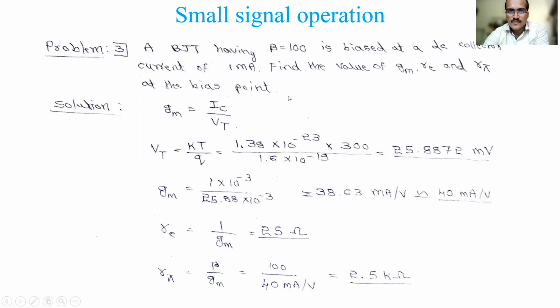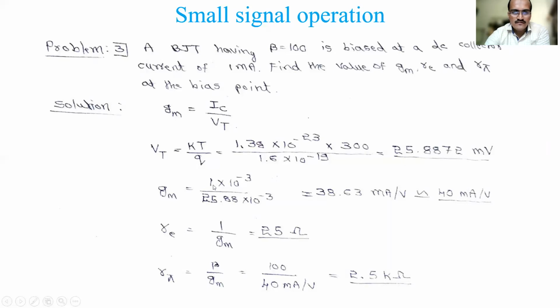So this is the question. The first thing is we need to calculate GM. What is the GM relation? IC by VT. The IC value they have given as 1 milliamp, but the VT value they have not given. This VT value is known to every electronics engineer. At room temperature it is approximately 26 millivolt. Maybe you have done it in your basic electronics or EDC. I will show it for this first problem, but in the next problems I will not do this calculation. So you should understand the VT and GM calculation.